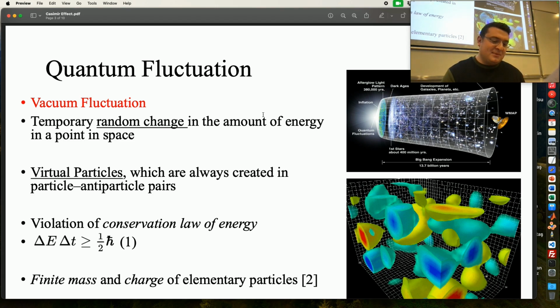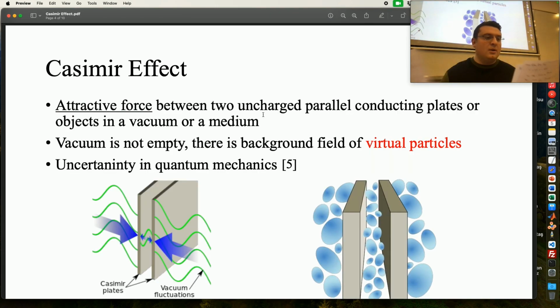Okay. This is theoretically allowable because the particles annihilate each other within a time limit determined by the uncertainty principle, so they are not directly observable, but their effects are detectable. The Casimir effect refers to the attractive force experienced between two uncharged parallel conducting plates or objects in a vacuum or a medium. According to quantum field theory, vacuum is not empty because it is filled with a background field of virtual particles, constantly fluctuating in and out of existence.